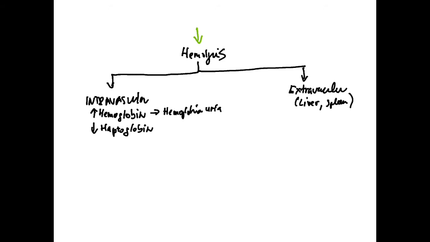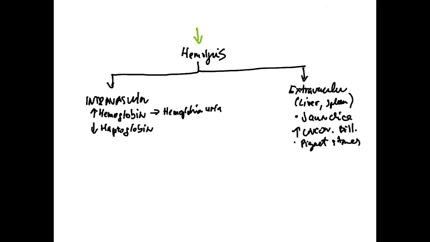In contrast, with the extravascular lesions, the dominating thing is going to be jaundice and increased unconjugated bilirubin. And these patients can also have pigment stones.